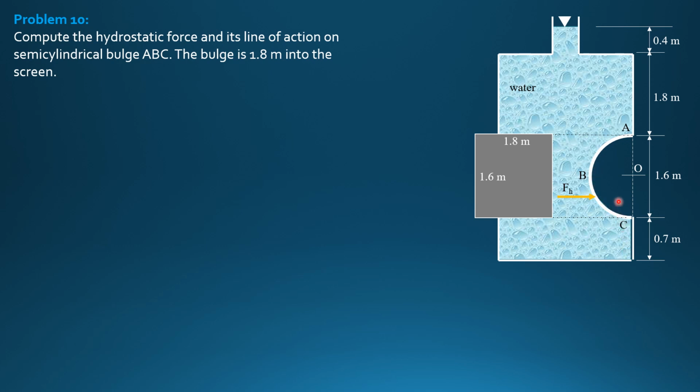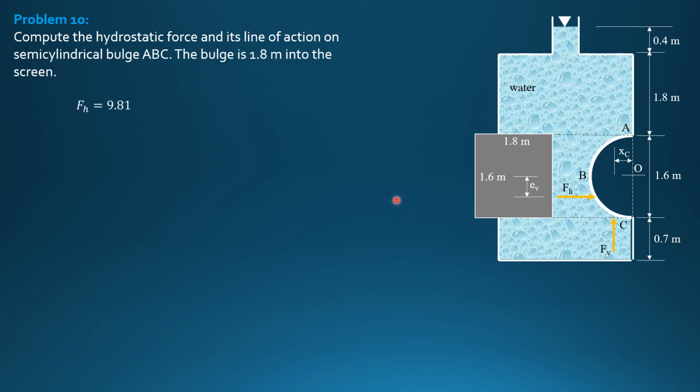So therefore, the force FV passes through the centroid of this semicircle, which is 4r over 3 pi from this vertical line here. So call that e sub V, FV, and let's call that X sub C. X sub C is 4r over 3 pi.